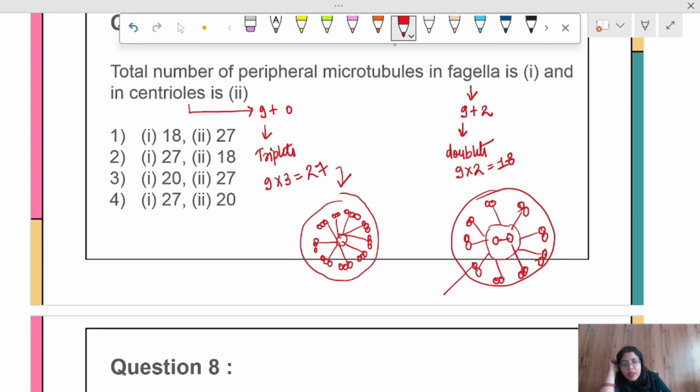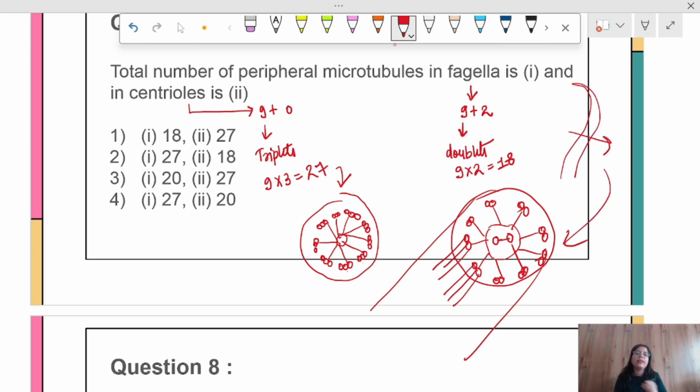And actually these are the filaments like this, right? You can imagine it like this. If you are looking at a flagella like this, you cut it, you will see like this. Okay, that is the meaning here. So total 18 are there peripheral microtubules in flagella, and 27 total are there in the centriole. So 27 and 18, option number 2.